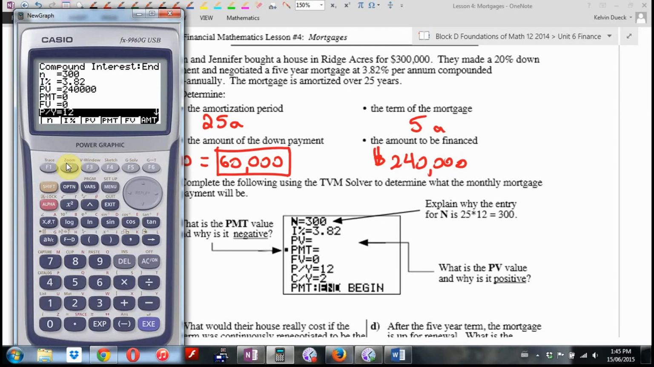How many payments per year? Monthly? 12. But what's the compound period? How many compound periods per year? What's the maximum they're allowed to do under Canadian law? 2. So, what's the payment per month? F4.